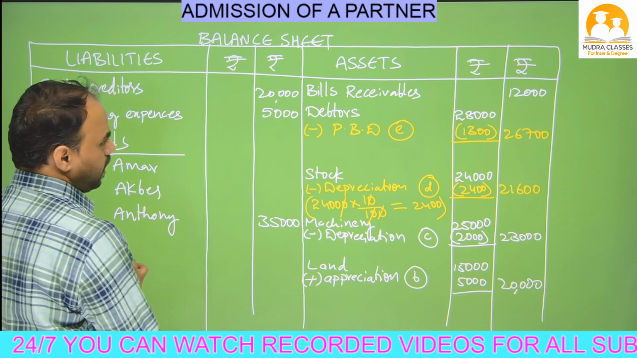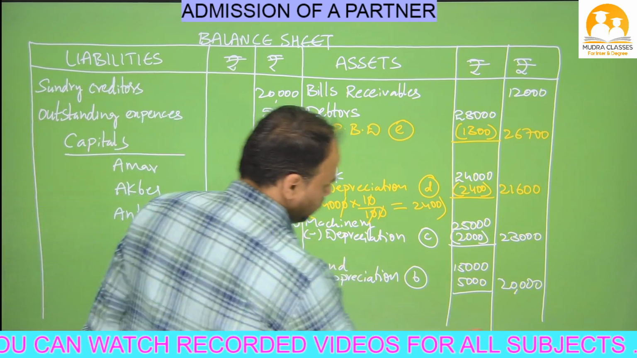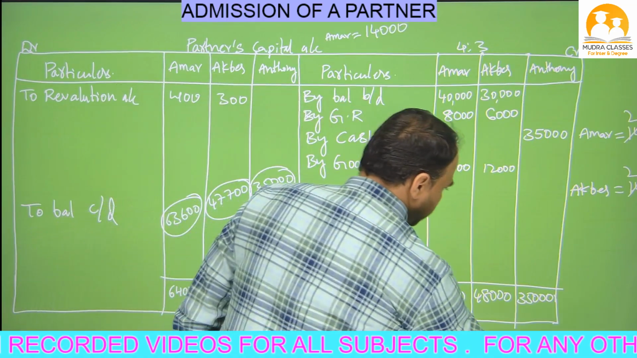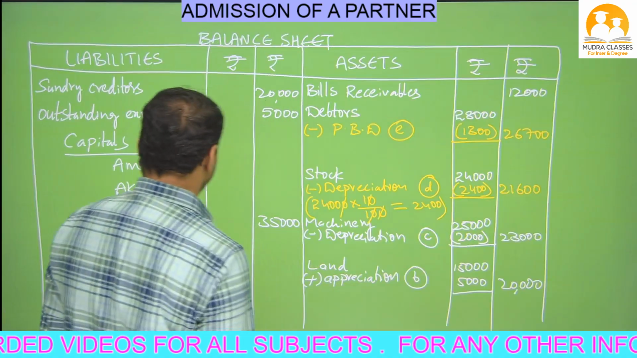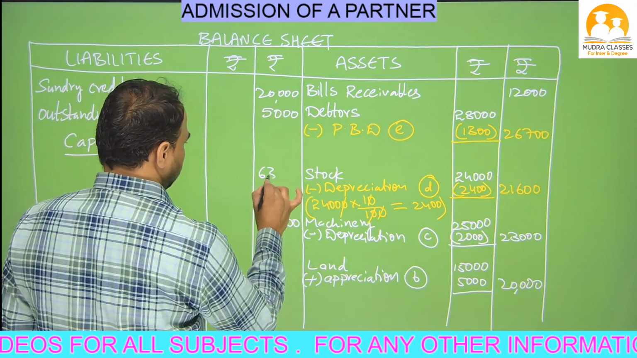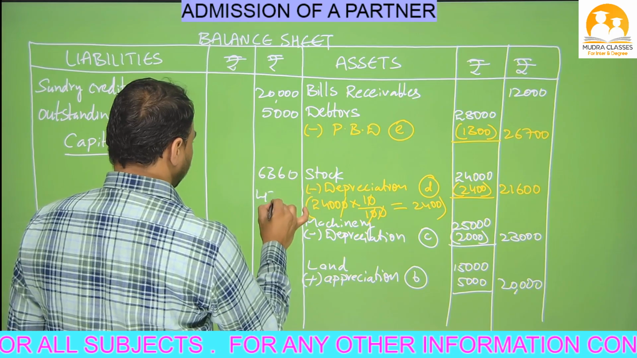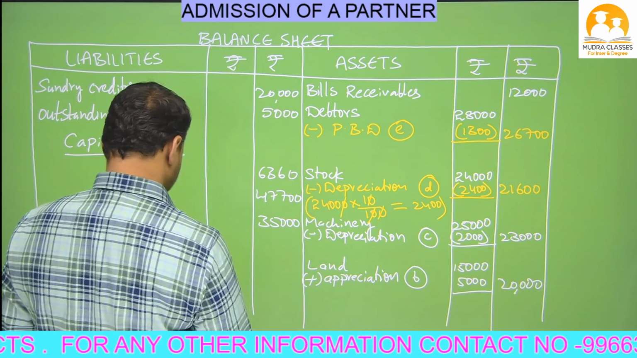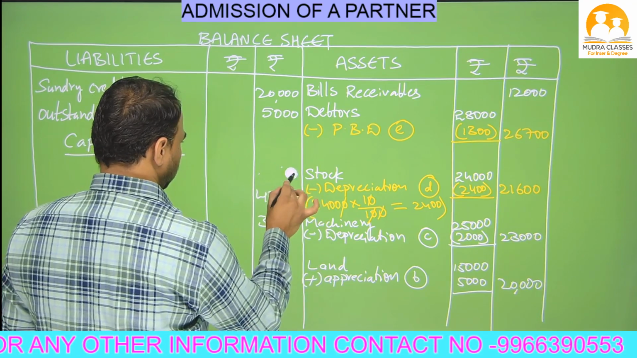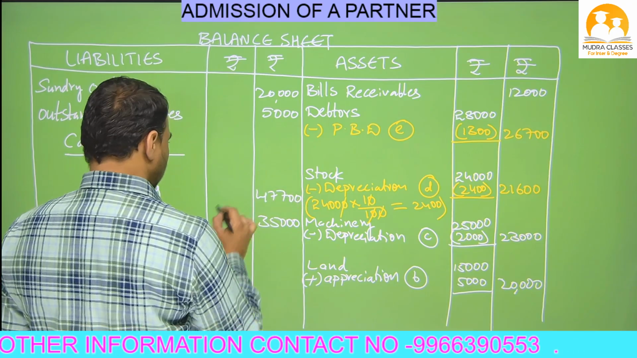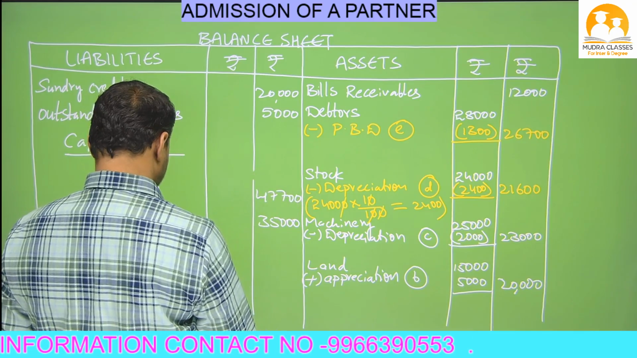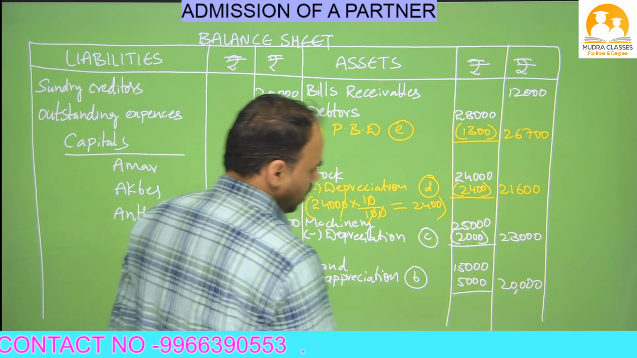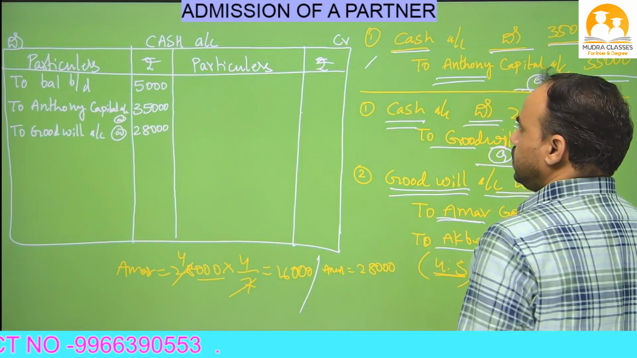And Amar's capital we got, let's see once how much: 63,600. And Akbar's 47,700. Write properly. Right. Now see the next item.